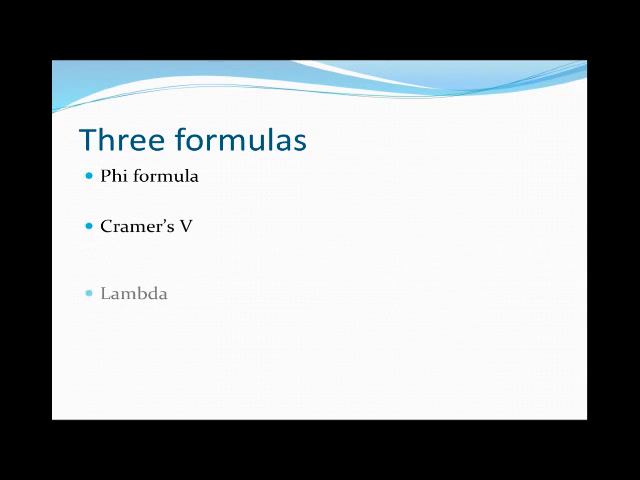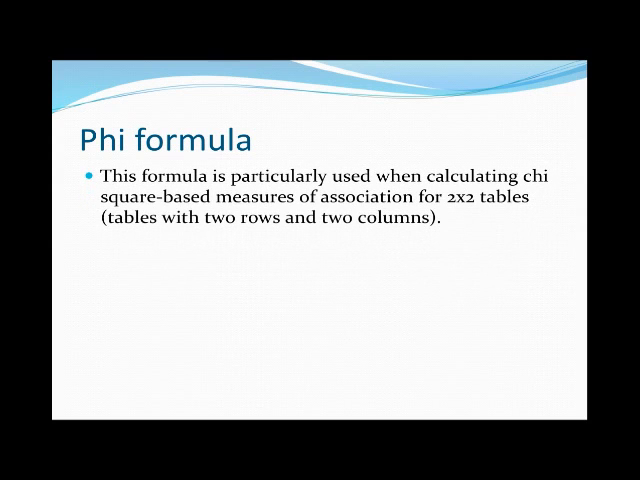Now, there are three formulas that we have to find for our bivariate associations. The three formulas are phi, Cramer's V, and lambda. The phi formula is particularly used when calculating chi-square-based measures of association for 2x2 tables. So that's tables with 2 rows and 2 columns.